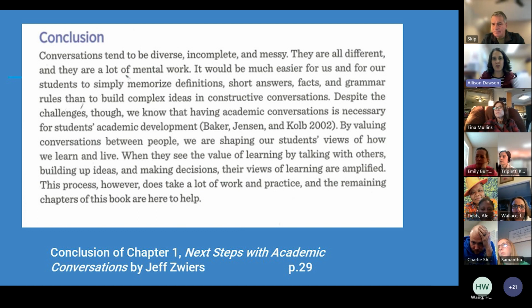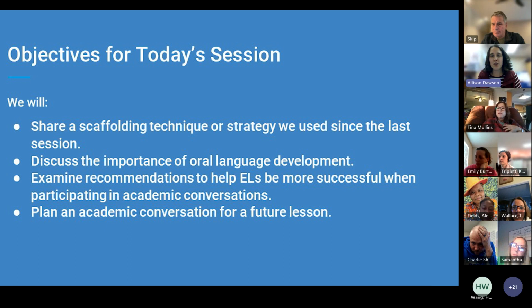So we'll look back at those objectives for today if you can see them. So hopefully we were able to share a strategy, talk a little bit about oral language development, and then look at those recommendations.